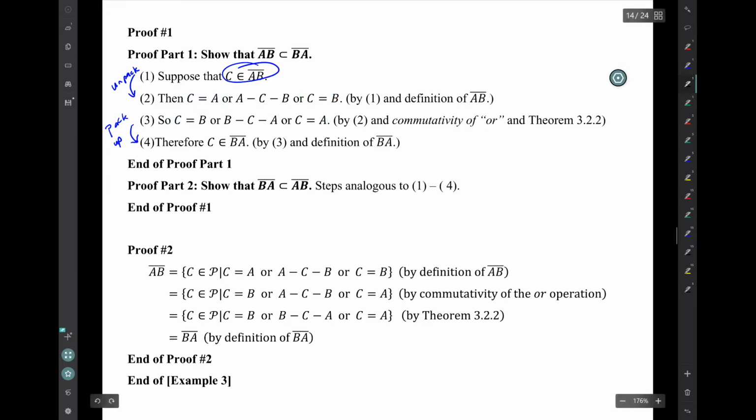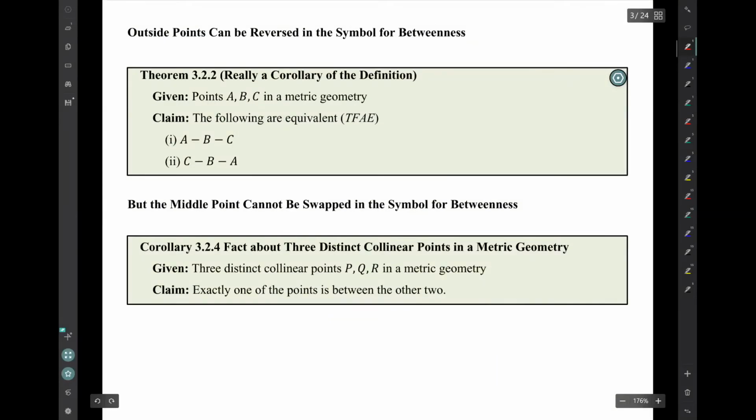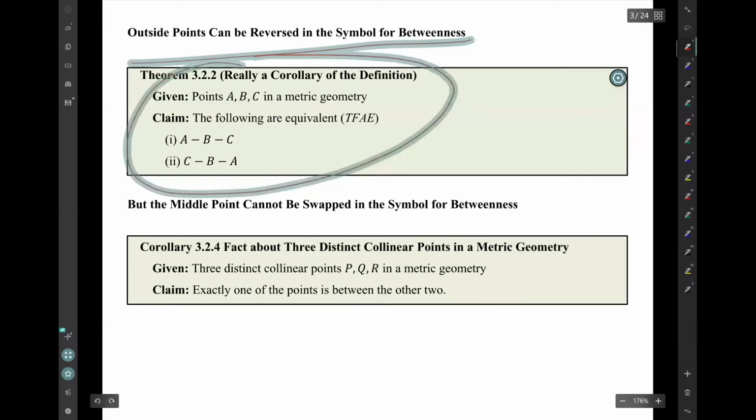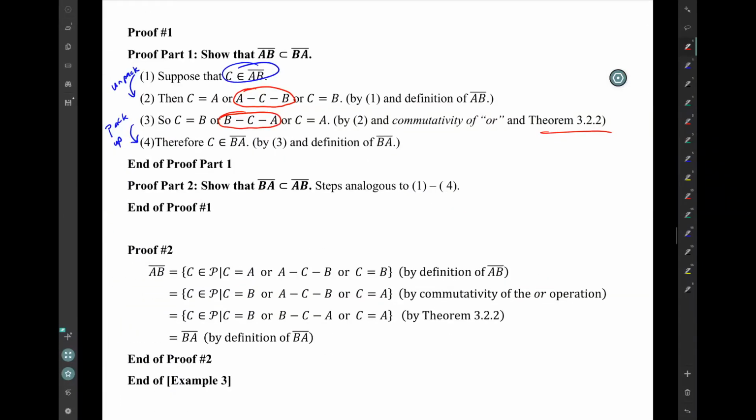But also, remember that you can change the order of the outside letters in the symbol for betweenness. That symbol means the same as that symbol. That's because of Theorem 3.2.2: the outside points can be reversed in the symbol for betweenness. So there's our end of proof part 1.